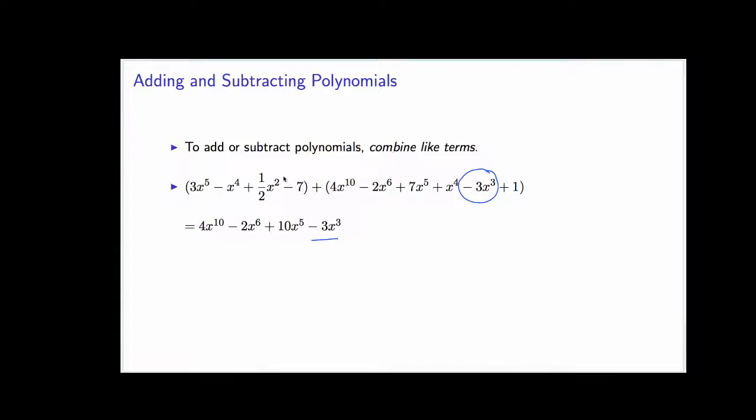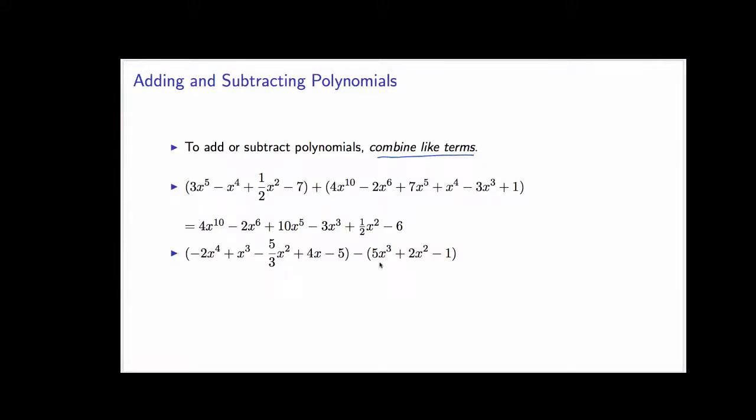Our next term, we have a 1/2 x squared in our first polynomial, no x squared terms in our second, so we just get plus 1/2 x squared. And finally, our constant terms, we have a minus 7 and a plus 1, which combine to give us a minus 6. So again, to add or subtract polynomials, we simply combine the like terms.